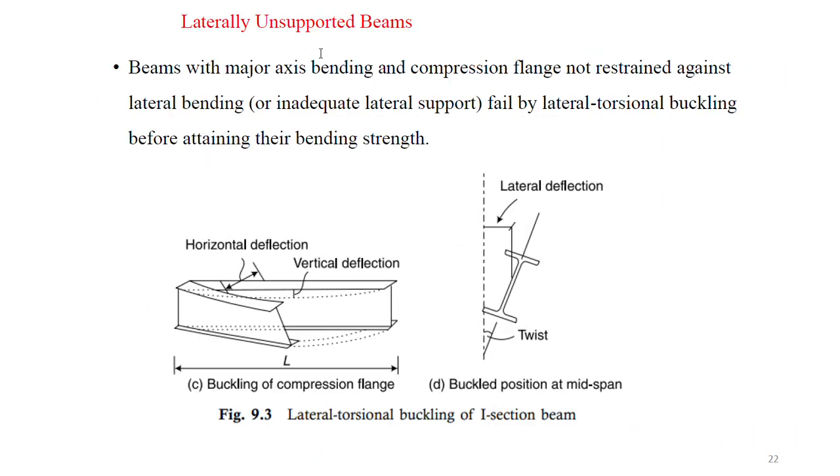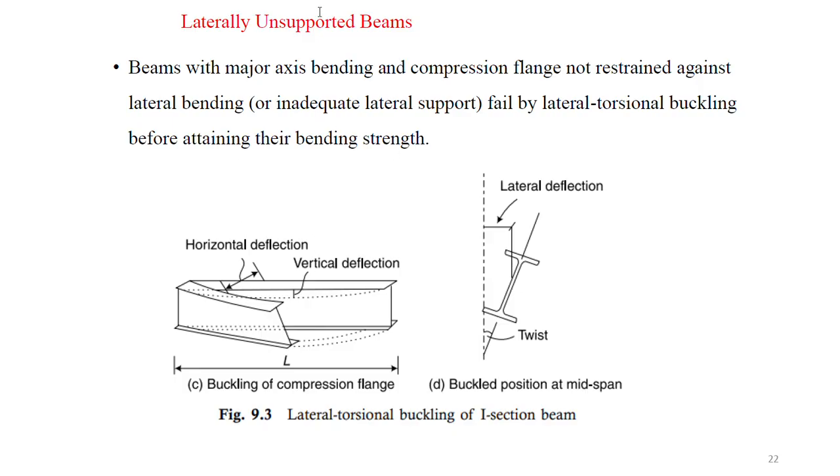Now we will see the laterally unsupported beam. A beam with major axis bending and compression flange not restrained against lateral bending, or with inadequate lateral supports, which fails by lateral torsional buckling before attaining its bending strength, is called a laterally unsupported beam.